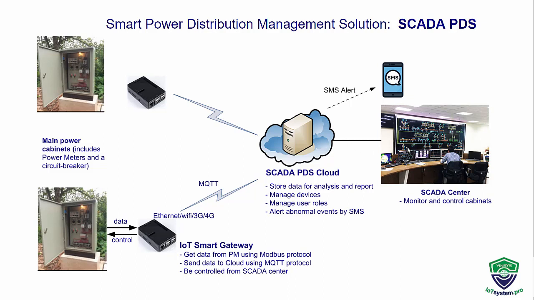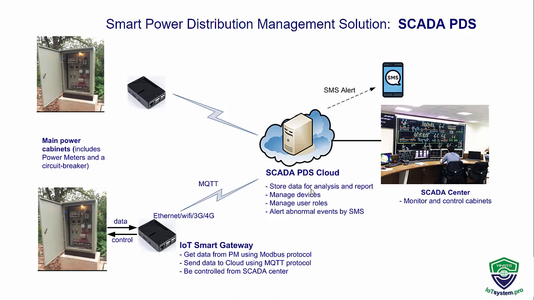The SCADA center connects to the cloud using a secure connection, and the operators can turn on or turn off the circuit breaker in the power cabinet by sending the command to the smart gateway, and the gateway will control the circuit breaker and make it on or off.